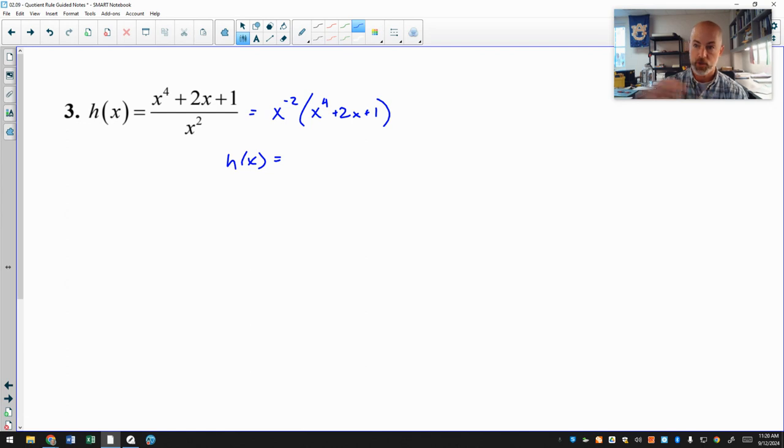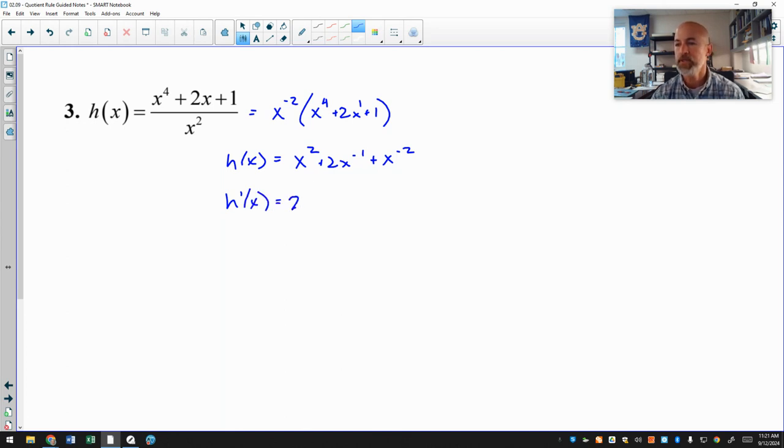Just remember, when you distribute, same base, you add exponents. Negative 2 plus 4 that'll be x squared. Negative 2 plus 1, that would be 2x to the negative 1. And x to the negative 2 times 1 would be x to the negative 2. And now we have a very nice, clean power rule.